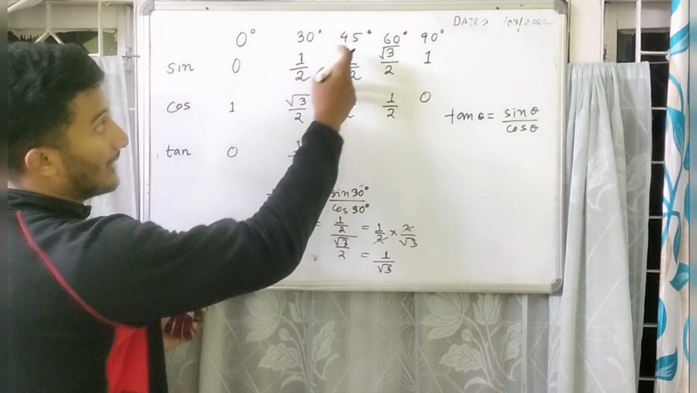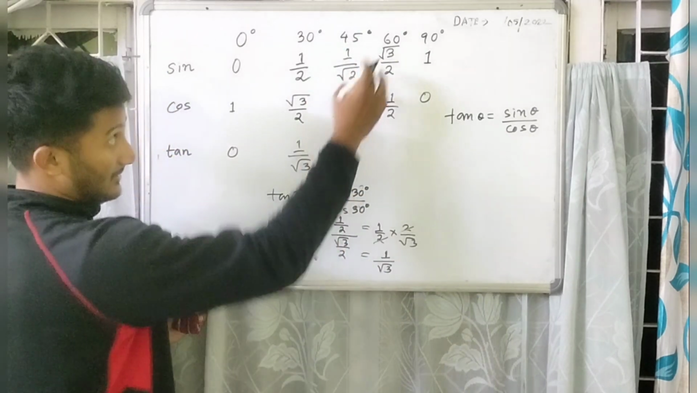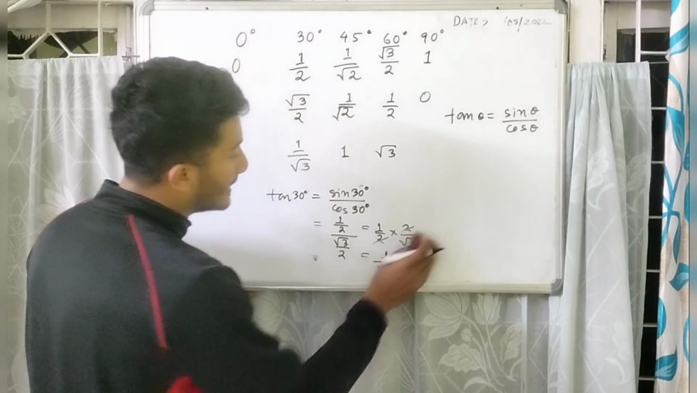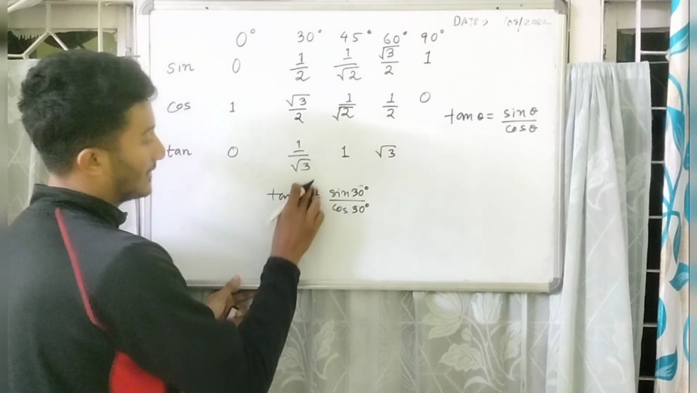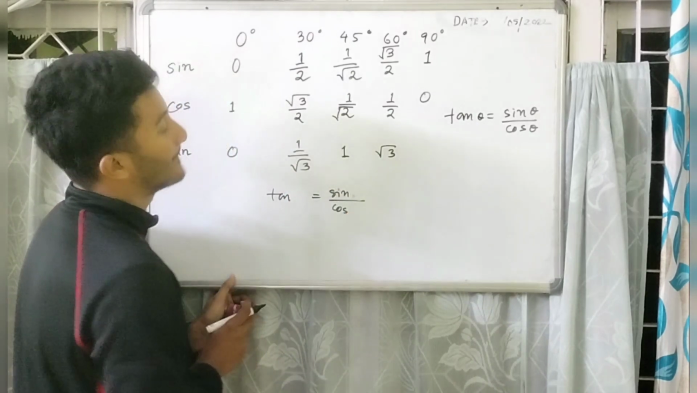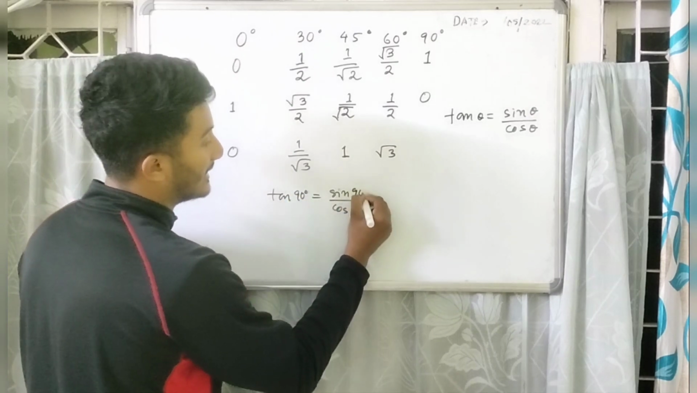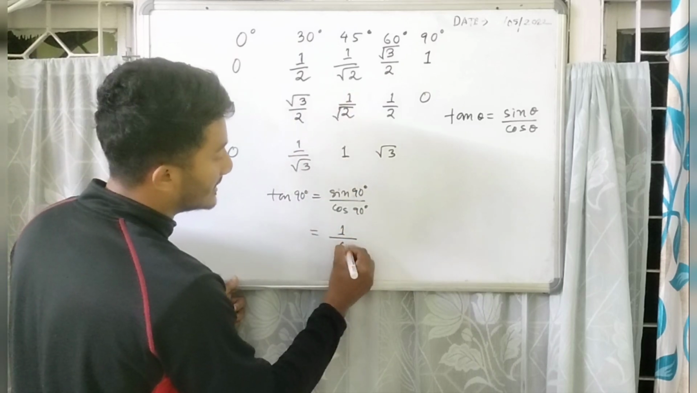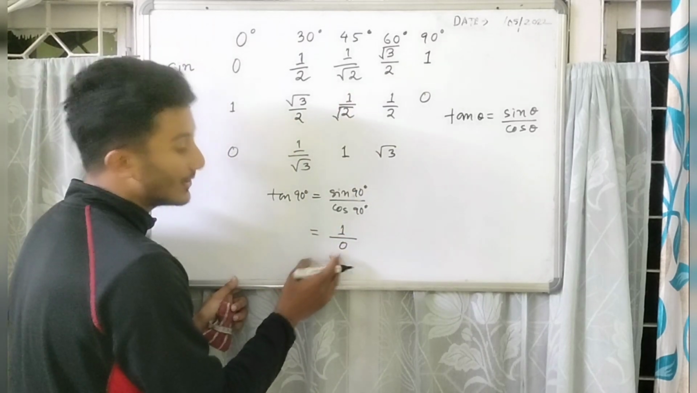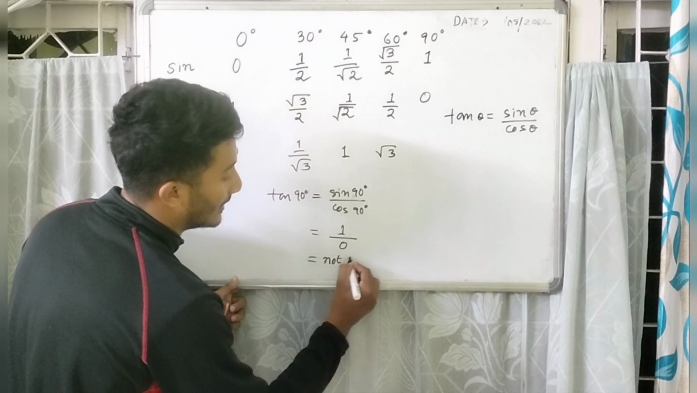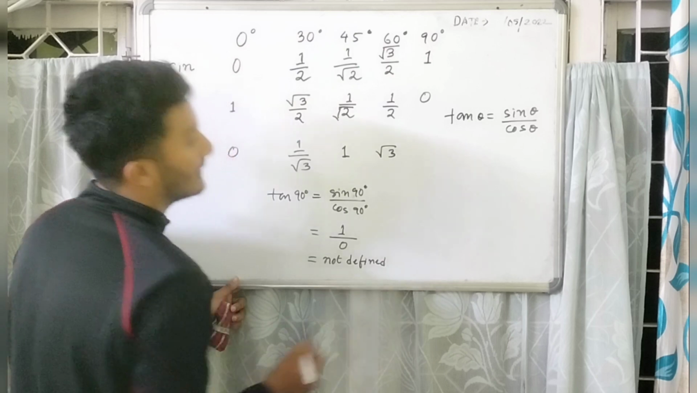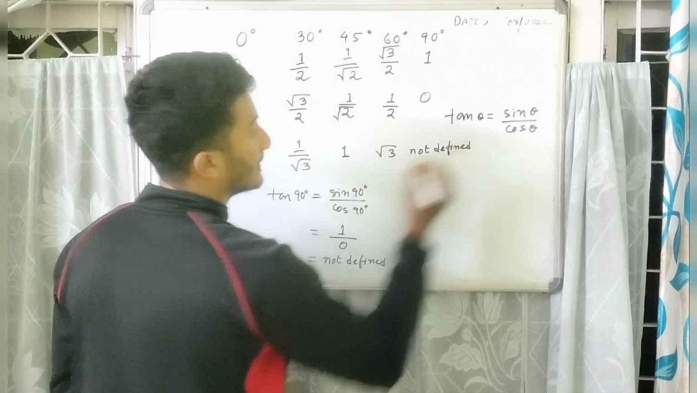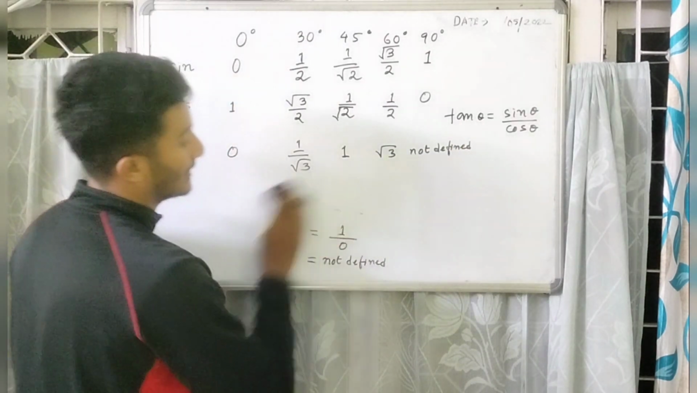So in the similar way, if we find out tan 45 degree, we will be getting 1. If we find out tan 60 degree, we will be getting root 3. And if we find out tan 90 degree, then it will be not defined. The reason is very simple. Tan 90 degree will be sin 90 degree by cos 90 degree. So sin 90 degree is nothing but 1 and cos 90 degree is 0, and we know that if there is 0 in the denominator, then it is not defined, or you can say it as infinity. So it is a not defined value. So we can write it here as not defined.